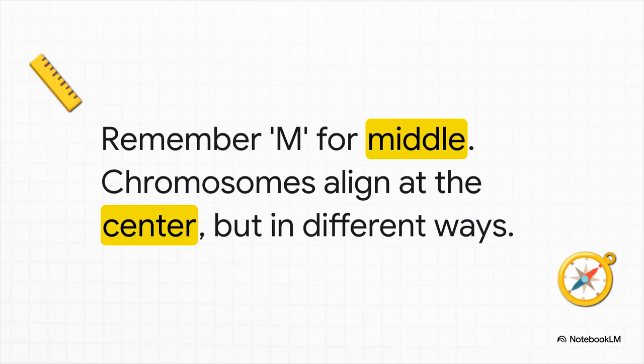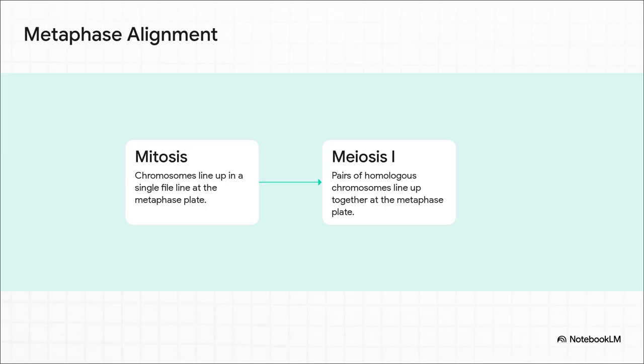Next is metaphase. Think M for middle. Chromosomes line up at the center, but how they line up is key. In mitosis, it's a neat single-file line, but in meiosis I, they buddy up and line up in pairs.